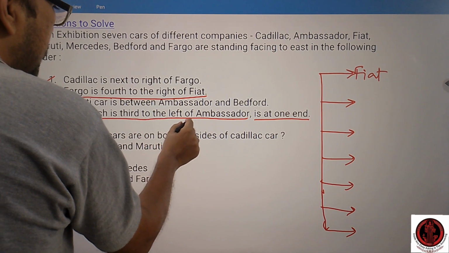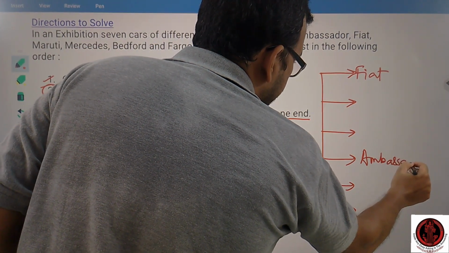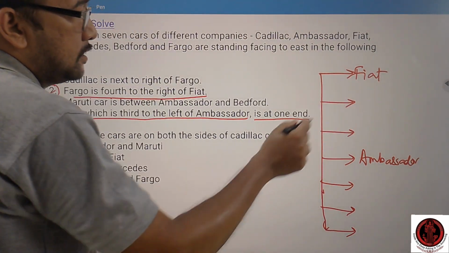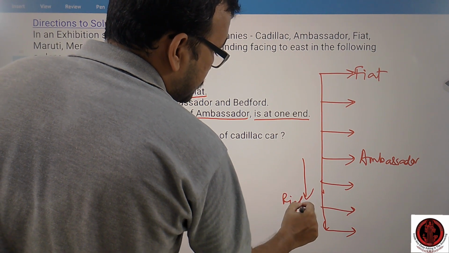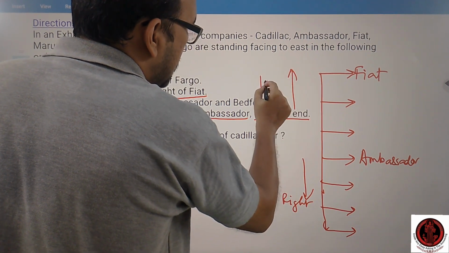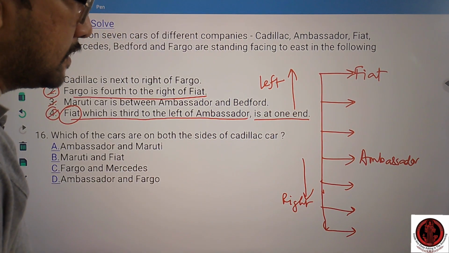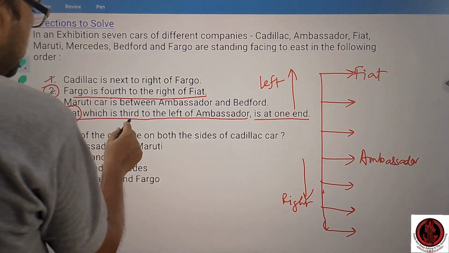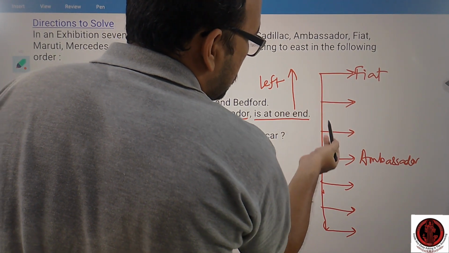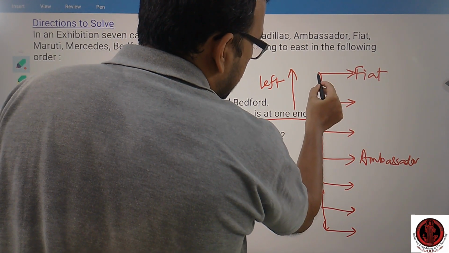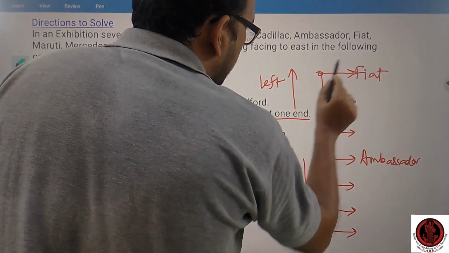Now Fiat, which is 3rd to the left of Ambassador. So if this is Ambassador, as this is, they are facing east. So right is this one, and left is the upper one. Upper one is the left, so upper is left, lower is the right. Now Fiat, which is 3rd to the left of Ambassador. So if this is Ambassador, 3rd to the left, this is first, second, third. So Fiat is 3rd to the left of Ambassador, is at 1 end. So Fiat is at 1 end.